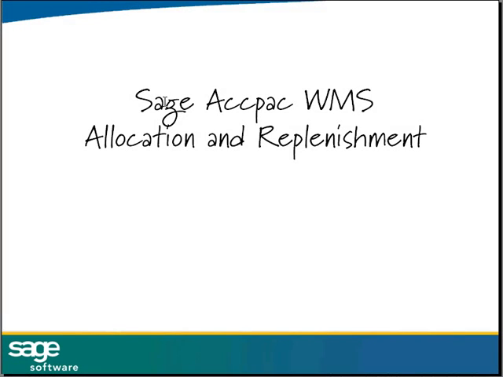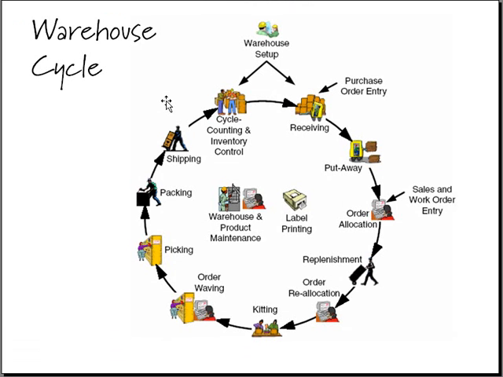Let's have a look at performing allocation and replenishment in Sage ACPAC WMS. We briefly looked at the various processes that WMS can improve upon in the warehouse cycle. So this section is going to be concerned with creating sales orders, performing allocations, as well as replenishment.